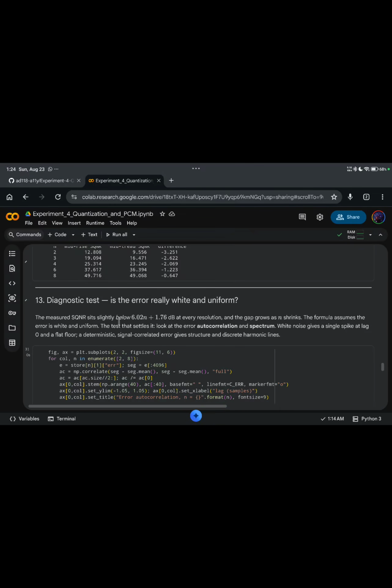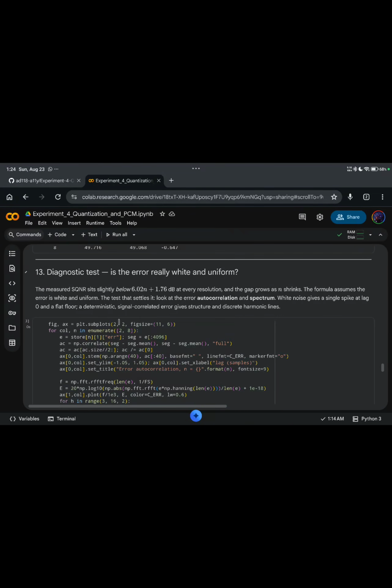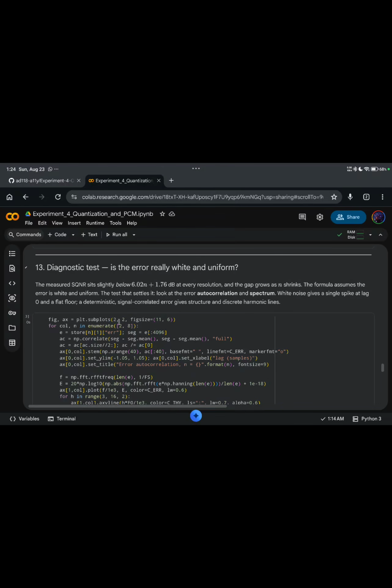This section examines whether the quantization error behaves like white noise. For white noise, the autocorrelation should have a strong peak only at 0 lag, and the spectrum should have a relatively flat noise floor. At low resolution, the error shows clear structure in the autocorrelation and harmonic peaks in the spectrum. This indicates that the error is not completely random. It contains deterministic distortion related to the input. At higher resolution, the error becomes more noise-like.